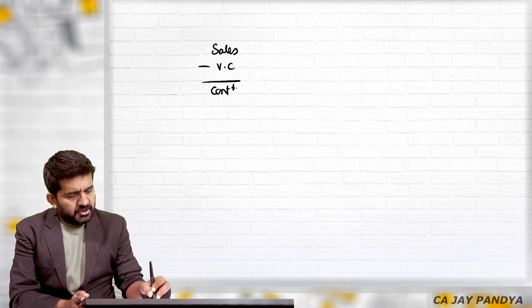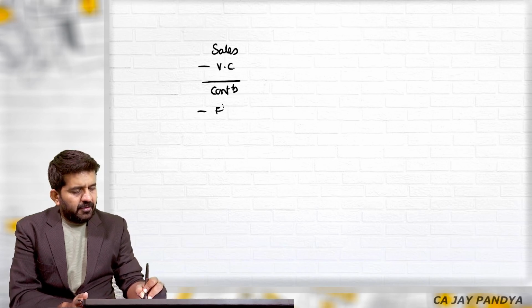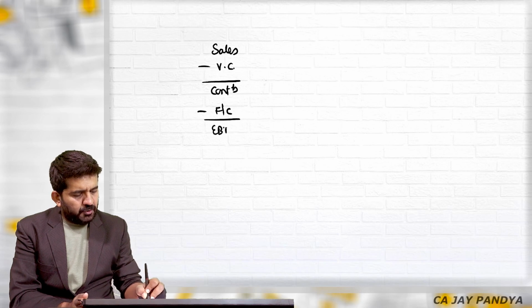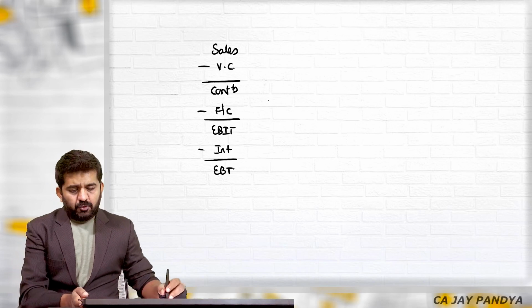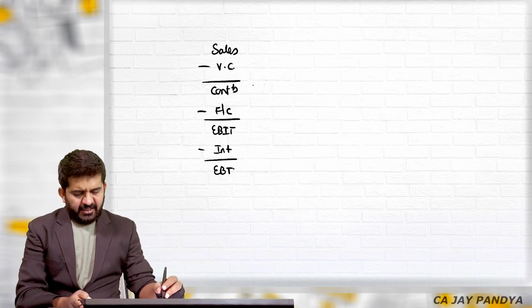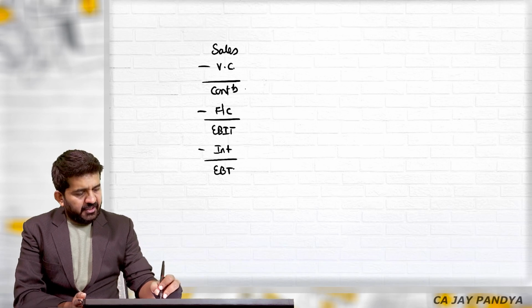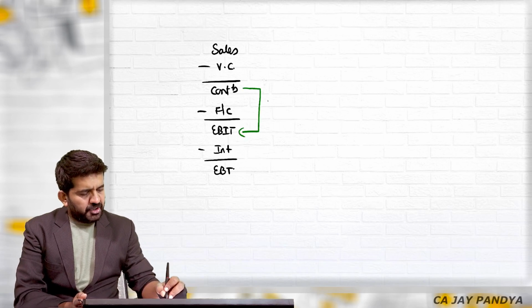So if there is this profitability statement, sales minus variable cost is equal to contribution minus fixed cost is equal to EBIT minus interest is equal to EBT. How to find out the degree of operating leverage? Very simple. Degree of operating leverage is contribution upon EBIT.